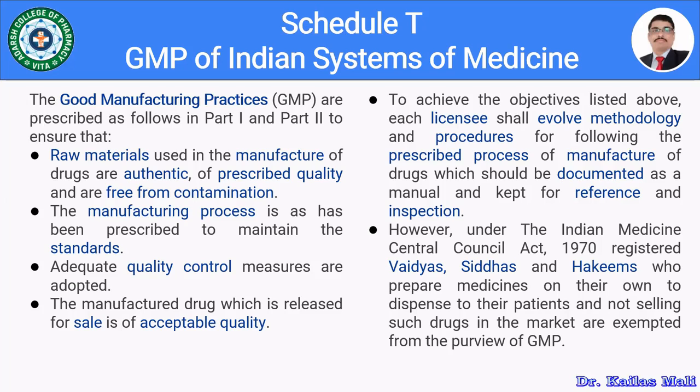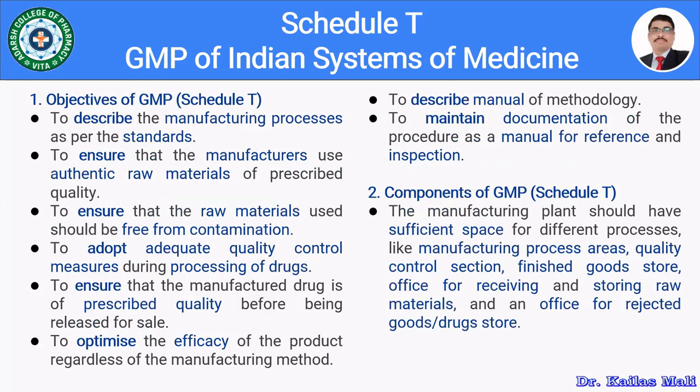So with this, let us move towards the objectives of the GMP, that is the Schedule T. The very first objective of Schedule T is to describe the manufacturing processes as per the standards, to ensure that the manufacturer uses the authentic raw materials of a prescribed quality.